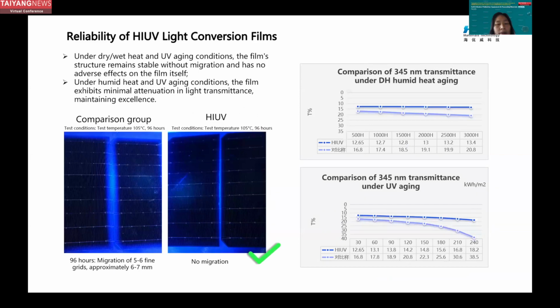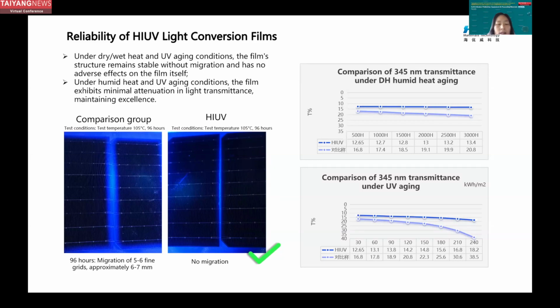Here is the reliability test of our conversion film. The conversion film is only used on the front side. For the cell and cell gap part, the conversion film of others, under external environments such as dry, humid, heat, and UV irradiation, actually migrates downward. But our film, no matter under what situation, what temperature, what UV, including ultra UV, does not migrate. That is to say, through the performance of this test, our structure is different from others.